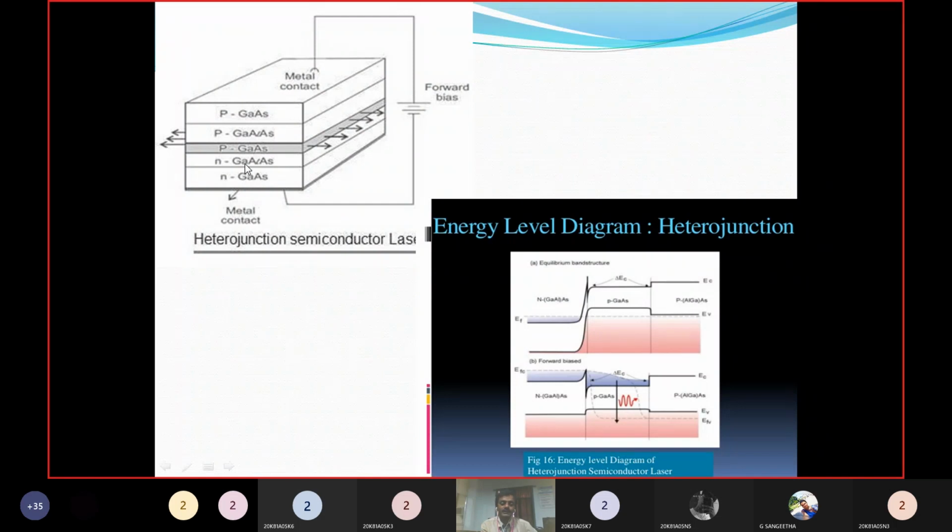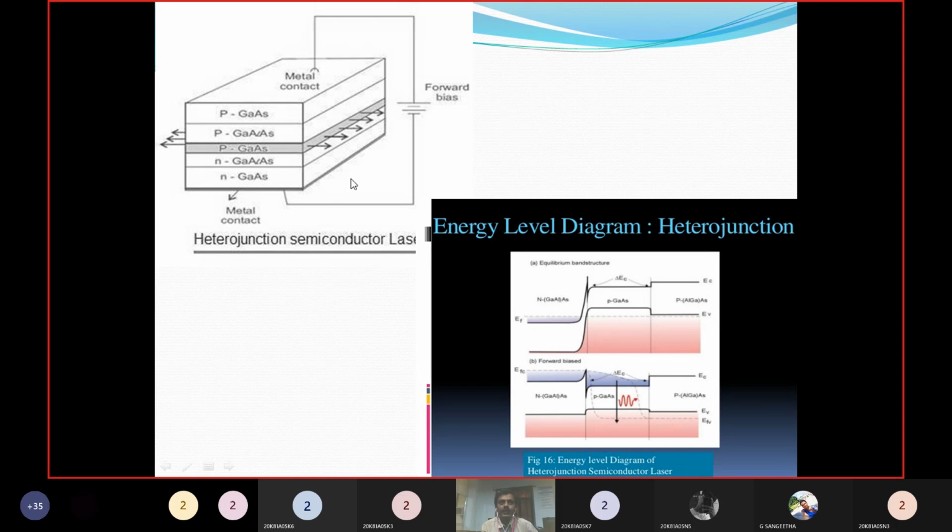Similarly, in the region below, there is n-type gallium aluminum arsenide and n-type gallium arsenide. These n-type layers provide the electrons, which will be in the conduction band. Similarly, the p-type gallium arsenide, the p-type gallium aluminum arsenide and again the p-type gallium arsenide will provide the holes.